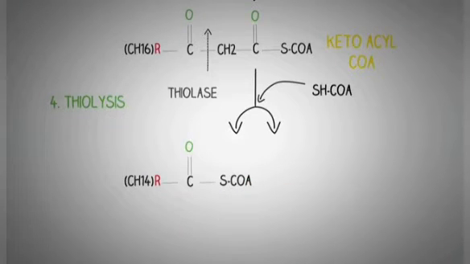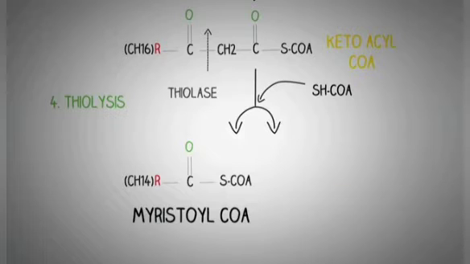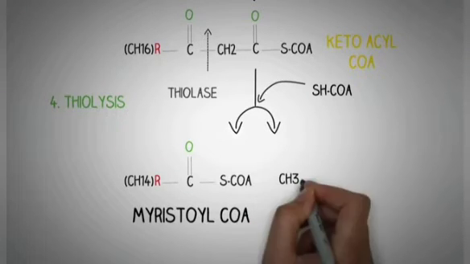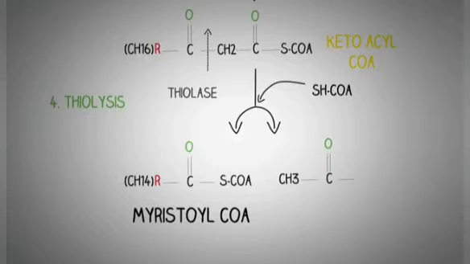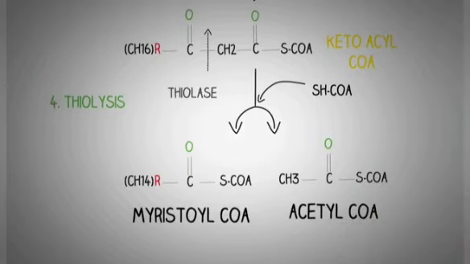The ketoacyl-CoA is then broken down into two molecules. The first is a new fatty acid which has a side chain of 14 carbons called myristoyl-CoA, and the second molecule is acetyl-CoA. Take a closer look at this reaction and try to understand how the ketoacyl-CoA is broken down into these two molecules.